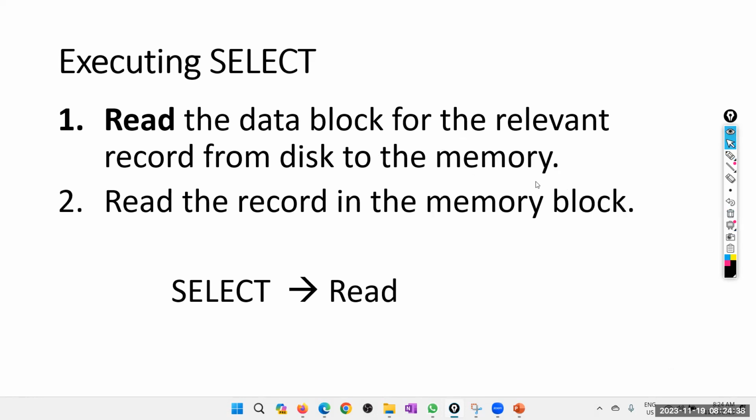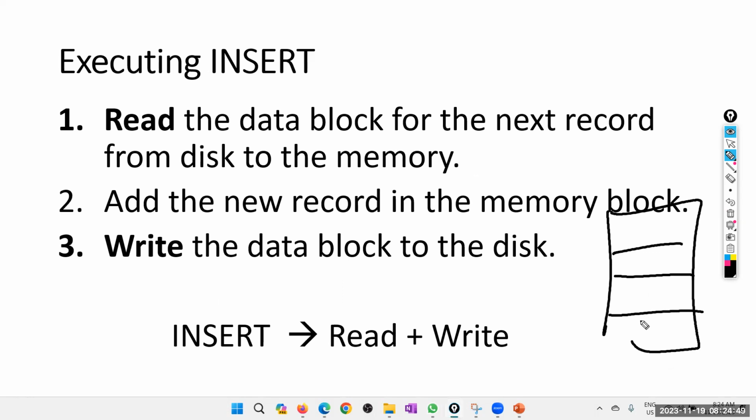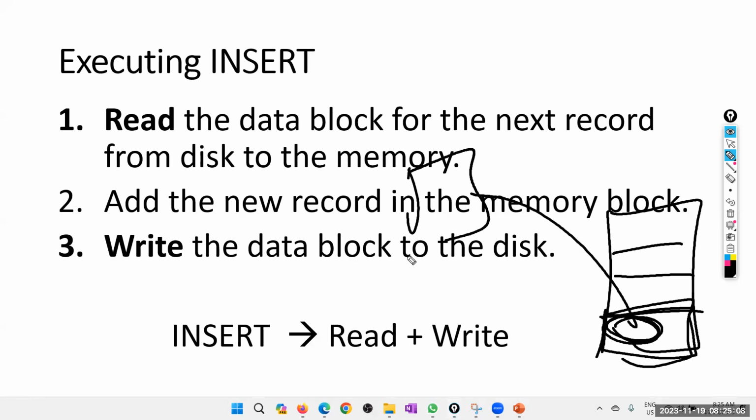Then what about insert? Remember, your data file is in this set of blocks. Now maybe this is our next available data block, or maybe our hashing or indexing technique says the new record must go into this block. So how do we do the insert? We have to read that particular block to the memory. It's a read operation. Then you write that new record to the block, and then write that block back to the disk.